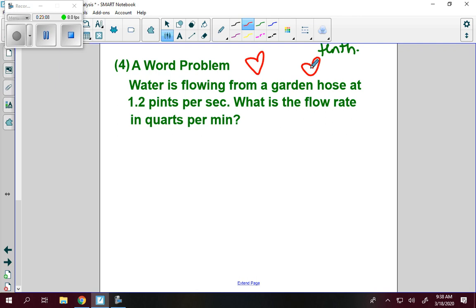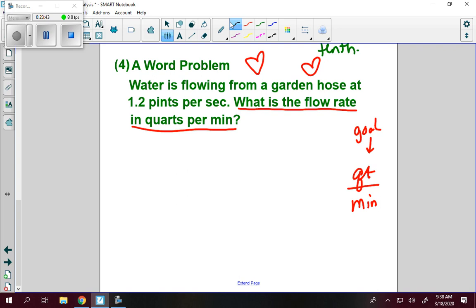All right. So with word problems, they give you a bunch of information and then they actually ask you a question. So let's reread this and see what the question is asking for, and then we'll go back and see what we need in the problem itself. If I read this again, it says water is flowing from a garden hose at 1.2 pints per second. Okay, that's awesome. They're just giving me some information. The question here, though, is what is the flow rate in quarts per minute? So I'm going to say quarts per minute, because that's my goal. My goal is to answer that question. What is it in quarts per minute?